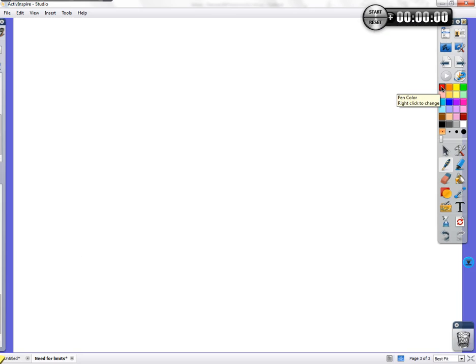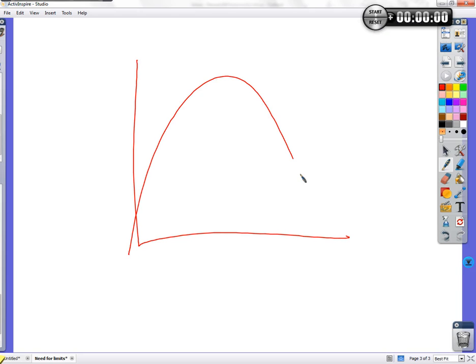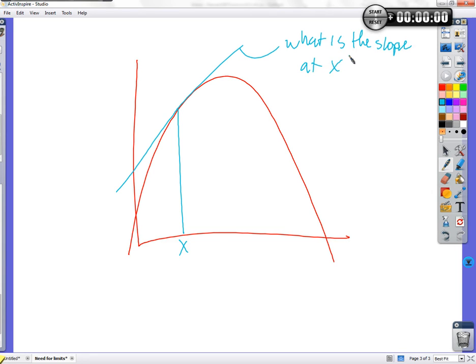Let me draw it in general. Here's a graph, here's a parabola, or really any graph at all. And we want to know, say here, at this point, what do we want to know? What's the velocity? So the graph, the picture of that curve, we just need to know the slope, and if we know the slope, then depending on what variables we're using, we'll be finding the velocity in this case. So we want to find the slope. What's the slope at x? Exactly the slope at exactly x. Not between x and some other point, but right at x.